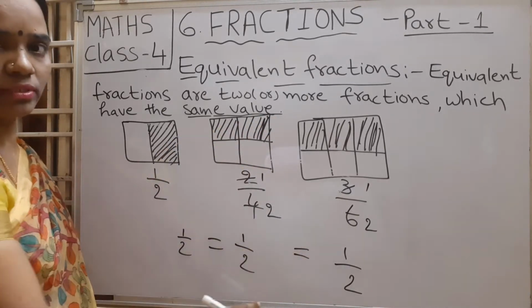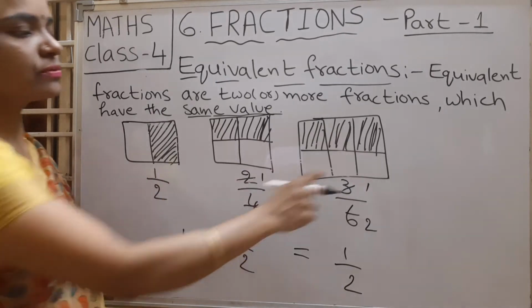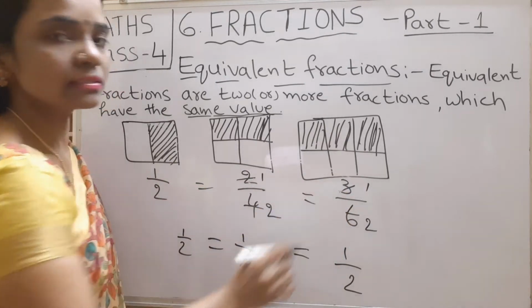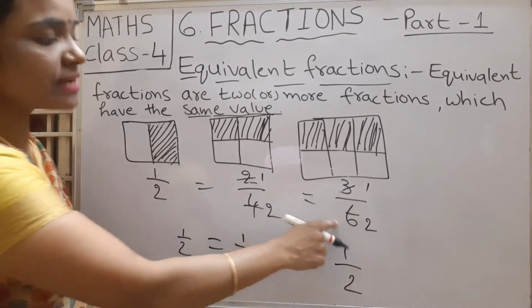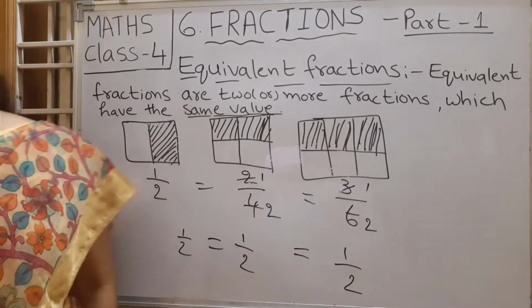For example, you can note this: 1 by 2, 2 by 4, 3 by 6. All are equal because all these fractions have the same value. Note it down, children.